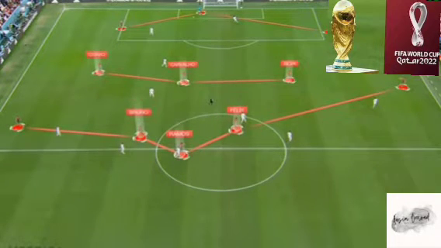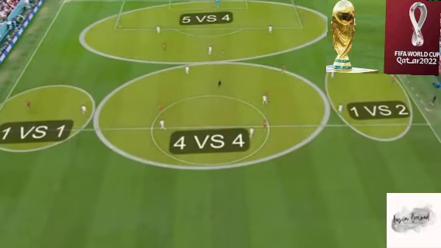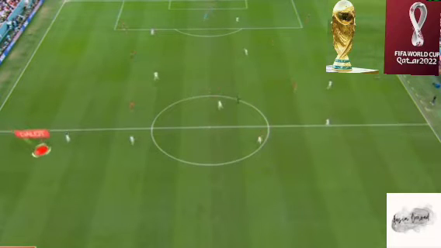Also the fullbacks joined the strikers, but the goalkeepers and the center backs couldn't find clear passing lines. When the Portuguese had numerical superiority in zone A, they were able to find the fullbacks who had positional superiority.